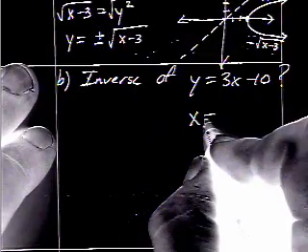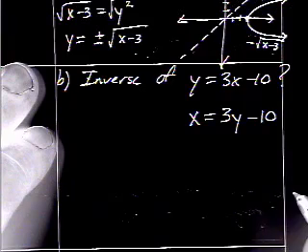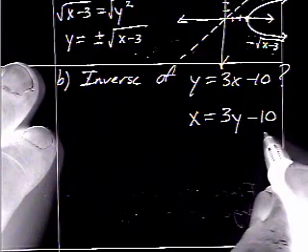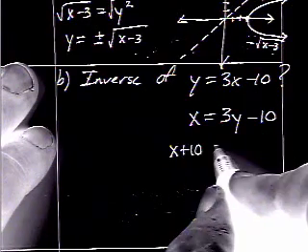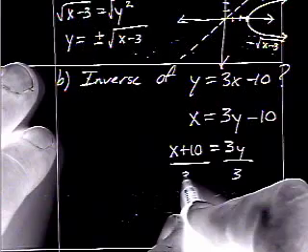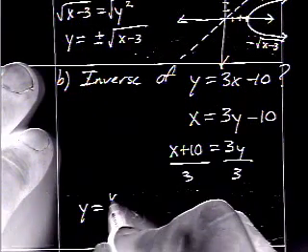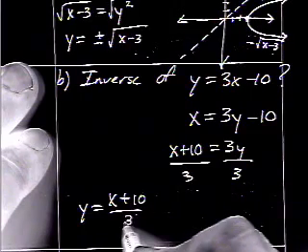Totally different problem. We switch x and y, and we start to solve for y, right? So we add 10 to the other side. So we have x plus 10 equals 3y. I know most of you are going to divide by 3, and that will be correct, right? y equals (x plus 10) over 3.